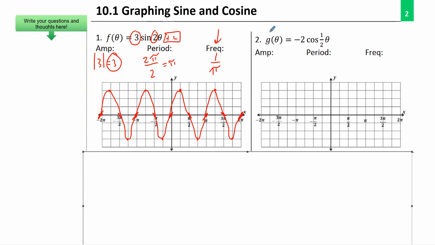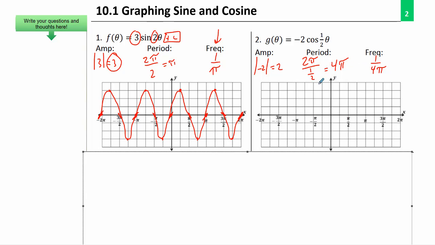Okay. Number 2 here, cosine. The amplitude is the absolute value of the A, which is 2. The period is 2 pi divided by the B value, which is a fraction, right? Divided by a fraction, remember, I multiply by the reciprocal, so that gives me 4 pi. And the frequency is just 1 over 4 pi. Again, frequency doesn't help graphing, but it's okay to keep doing it.